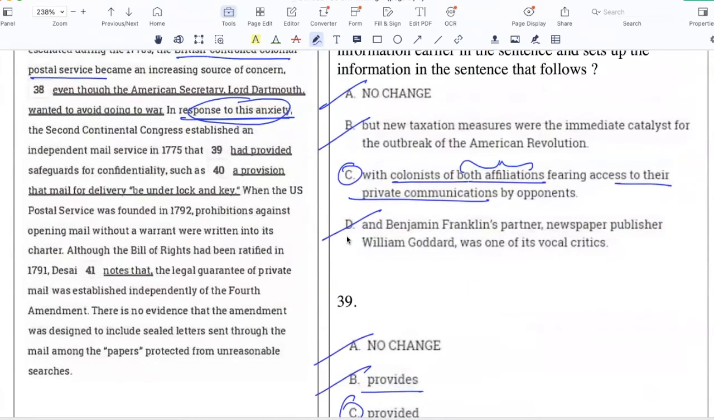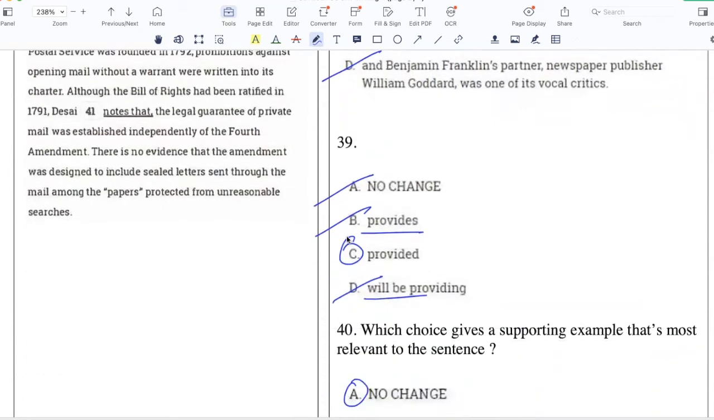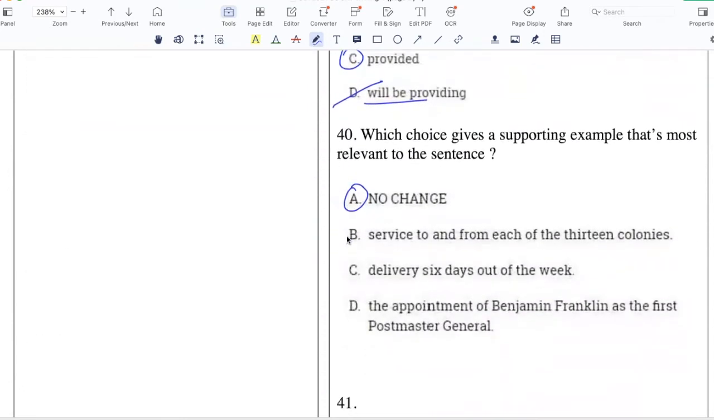The way it's written, it is an important aspect of confidentiality that all mail be under lock and key, and that would address the anxiety we spoke about earlier, the fear around opponents reading private communication, right? So A addresses that. Service to and from each of the 13 colonies, or delivery 6 days out of the week, or the appointment of Franklin as the Postmaster General, none of those address the first part of this paragraph.